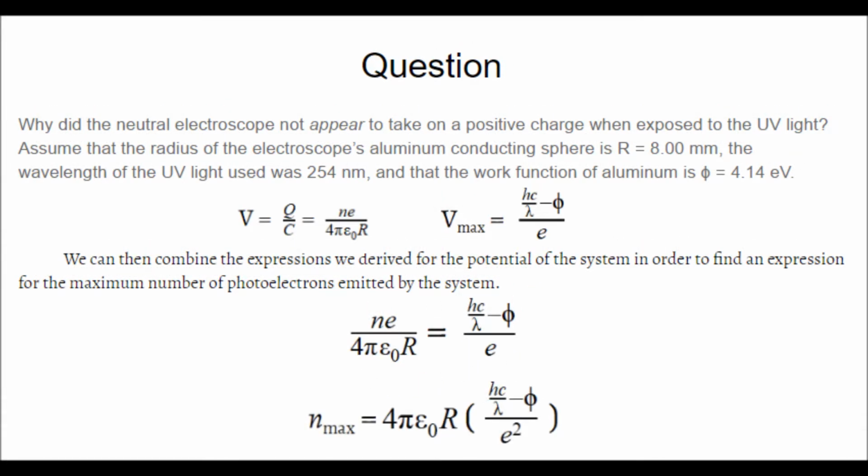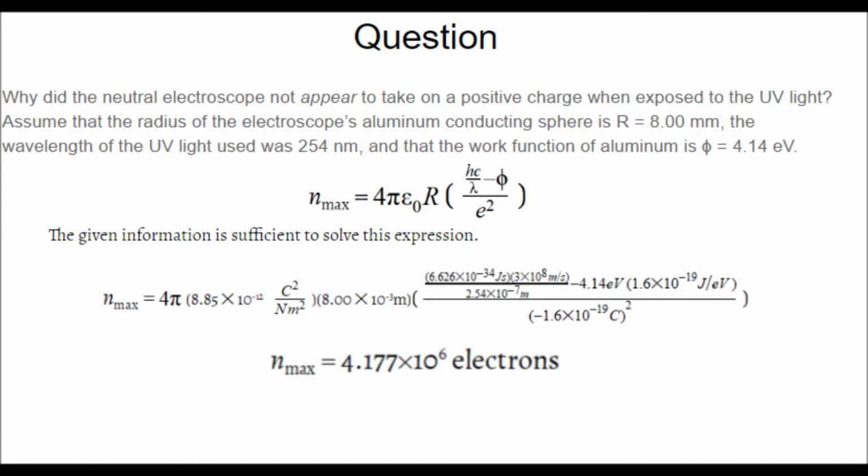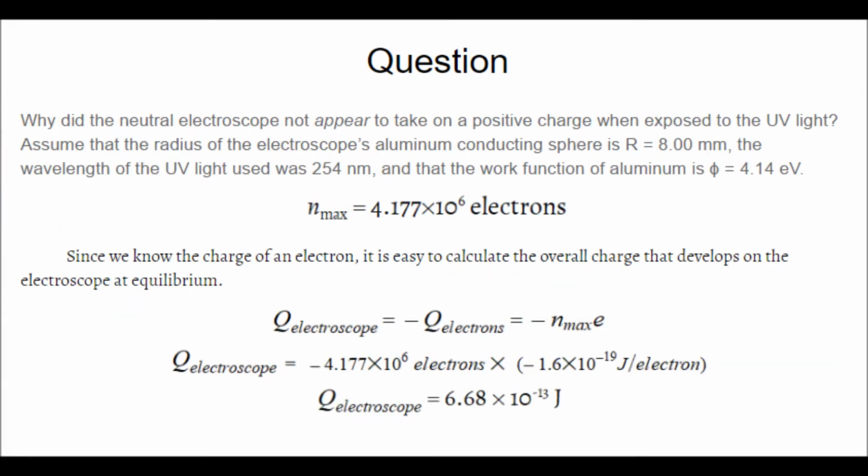We now have two equations that describe the electrostatic potential that develops on the aluminum conducting sphere, and we can combine them in order to find the maximum number of photoelectrons emitted by the system. The given information is sufficient to solve this expression. After plugging in the values, we find that the number of electrons emitted is about 4.177 times 10 to the sixth.